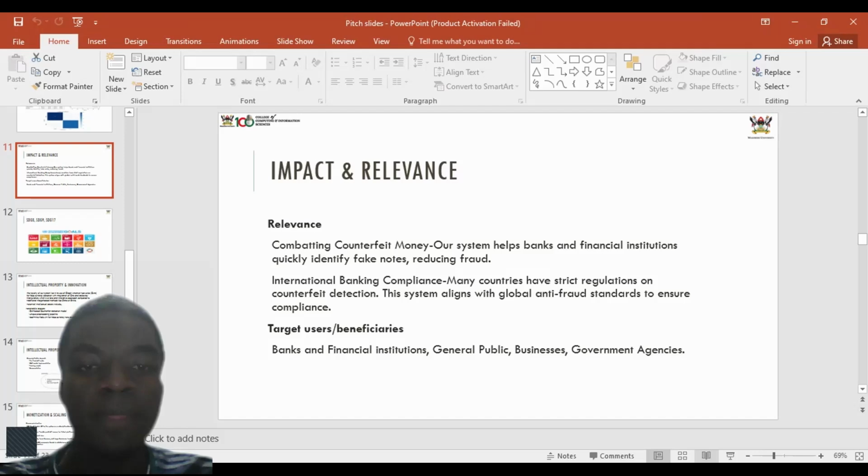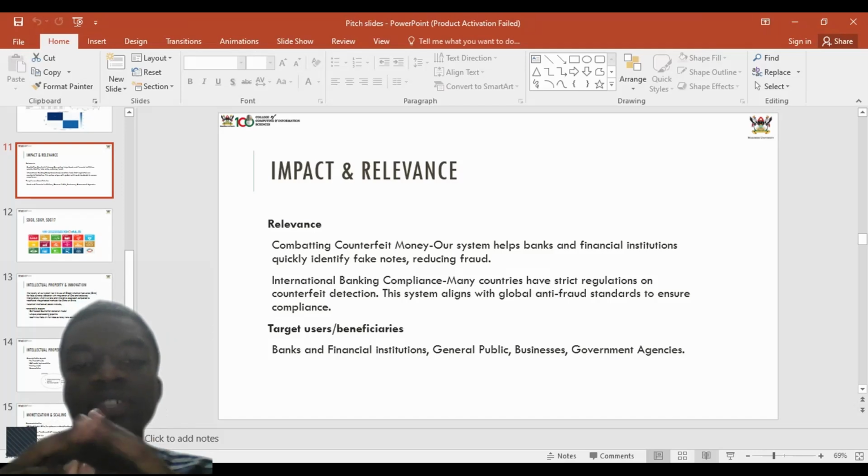To begin with, the impact and relevance of our project, I'll begin by talking about the Ugandan setup, and then after I'll talk about the international setup. On the Ugandan setup, we are combating counterfeit money, and our system helps banks and financial institutions quickly identify fake notes, thus reducing fraud.